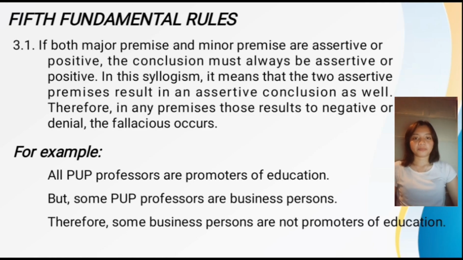So, this example in the fifth fundamental rule is wrong because the major premise is positive, the minor premise is positive, but the conclusion here is negative. The rule says that both major and minor premise must be positive, then the conclusion must be positive.